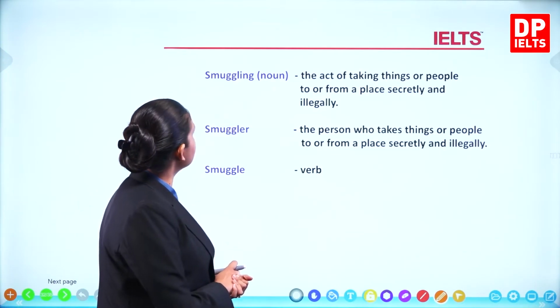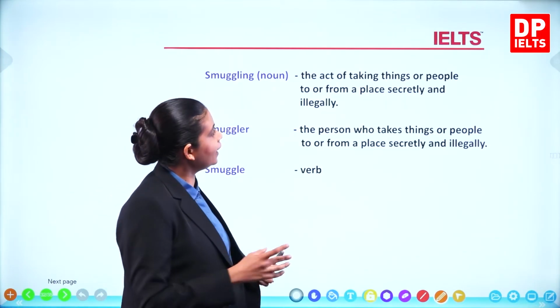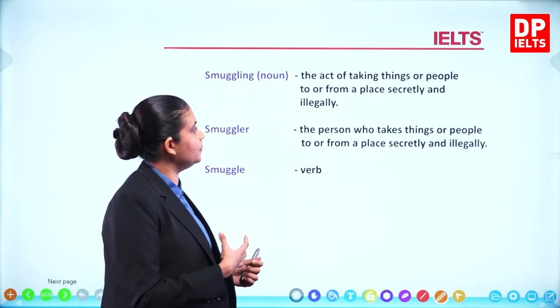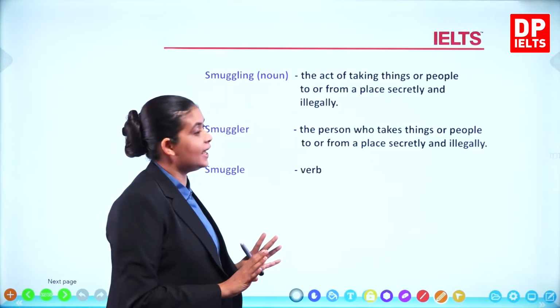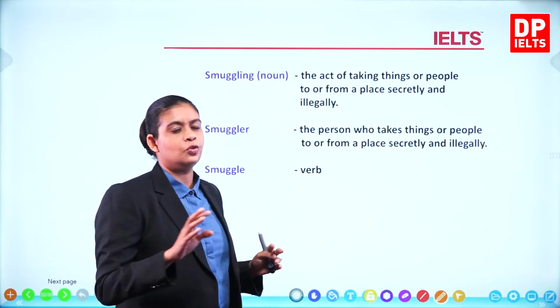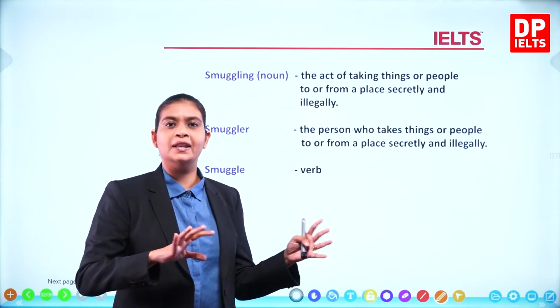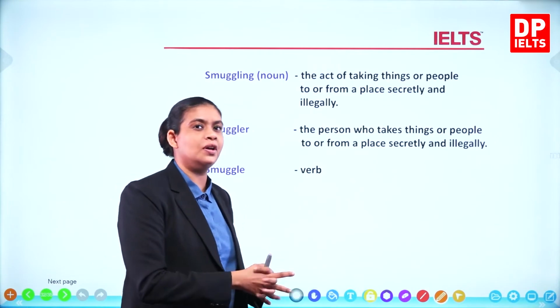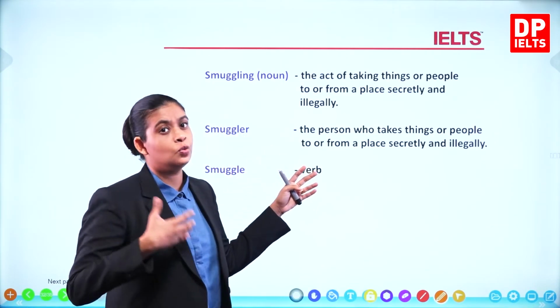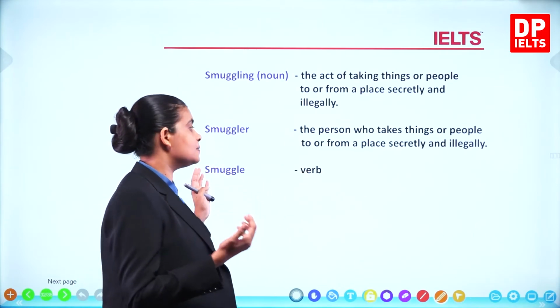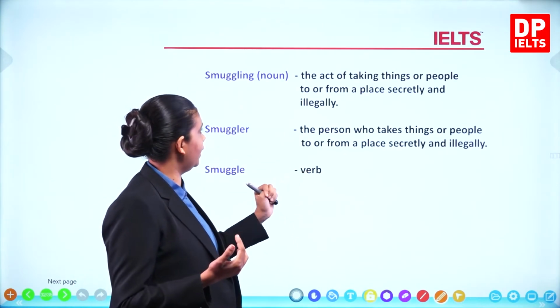Next we have smuggling. The act of taking things or people to or from a place secretly and illegally, right? So you take something or some people illegally from one place to another place. Smuggler is the person who does the action. Smuggle is the verb, right?